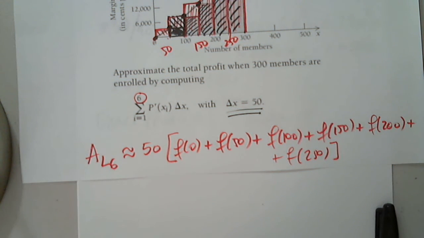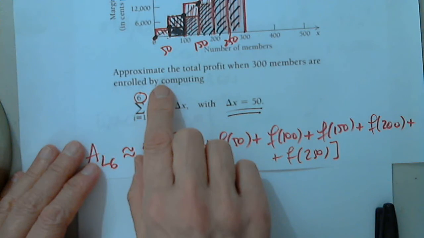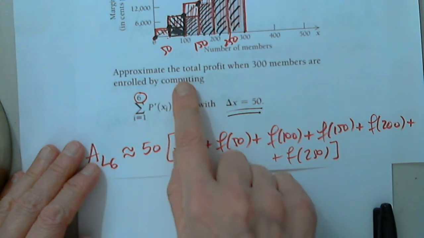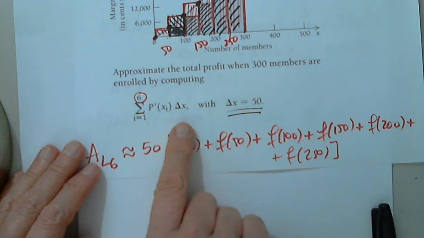So let's do this with the graphing calculator. I highly recommend the steps that I show you. It's up to you, however. You have other options. Professor? Yes, I'm ready. So for this kind of problem, you wouldn't need to find the antiderivative to approximate? If they say approximate, no. Okay. The total profit when 300 members are enrolled by computing, and so on.